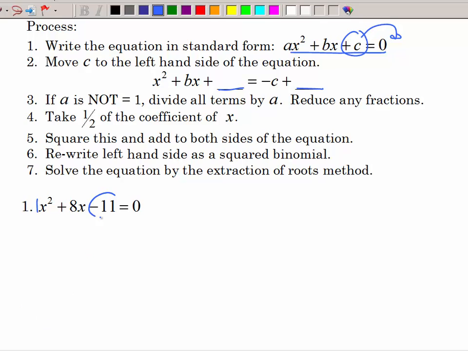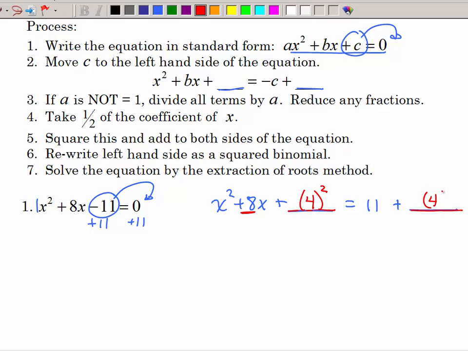A is 1. I'm going to move this to the other side, and when I move it, I'm just going to leave a blank where it once was. When I move it to the other side, I'm adding 11 to both sides. So that's positive 11. And then I'm going to put another blank. Now, why am I doing that? I want to remind myself whatever I do on the left side, I want to do on the right side. Now it says take half the coefficient of x. Well, that's positive 8. What is half of positive 8? Positive 4. And it says square this and add it to both sides.